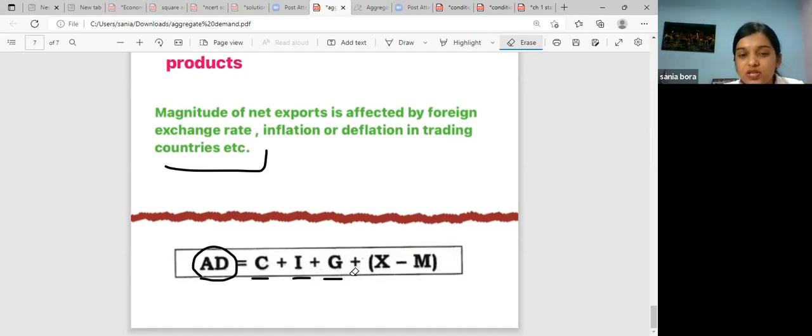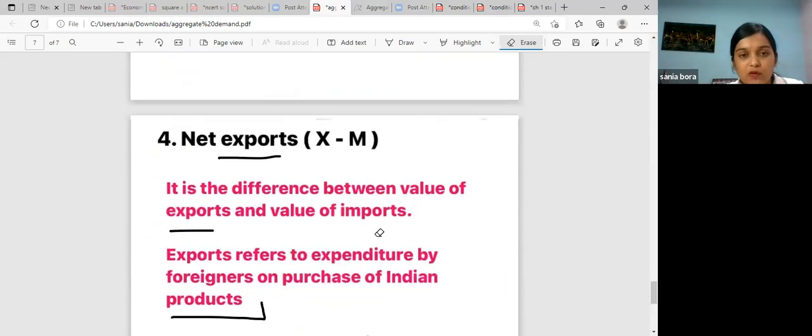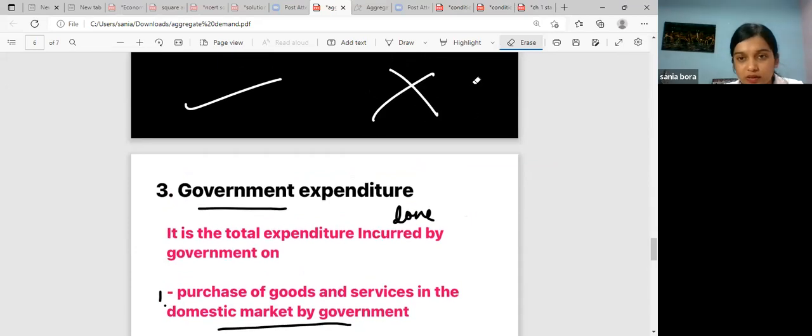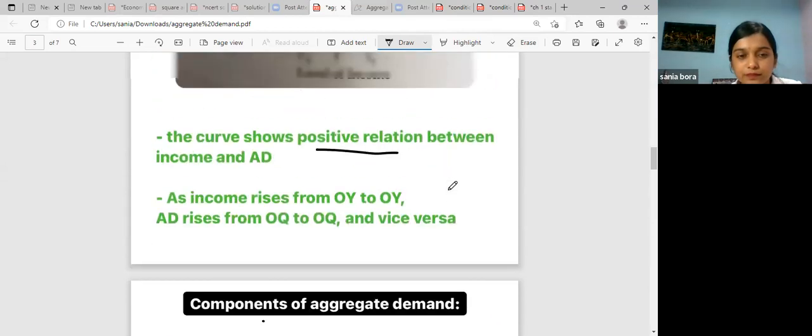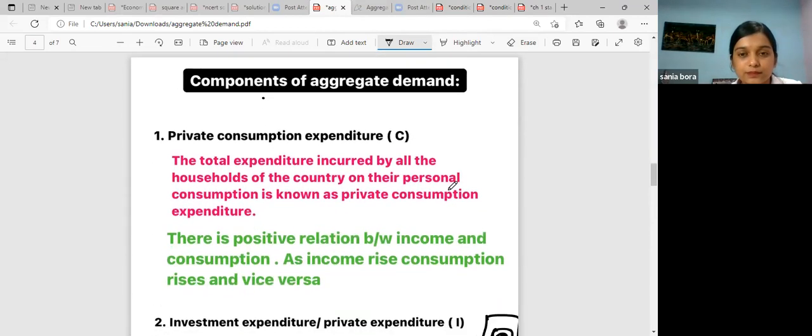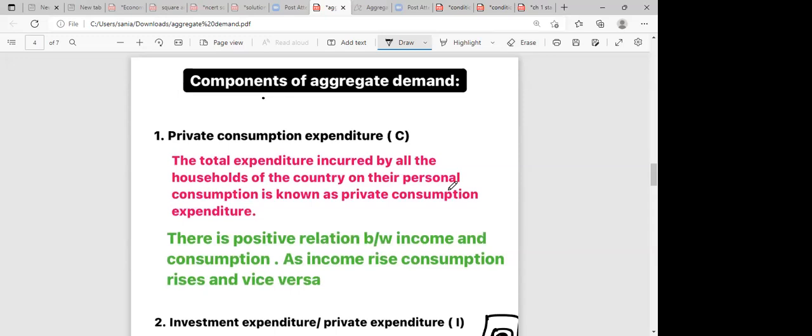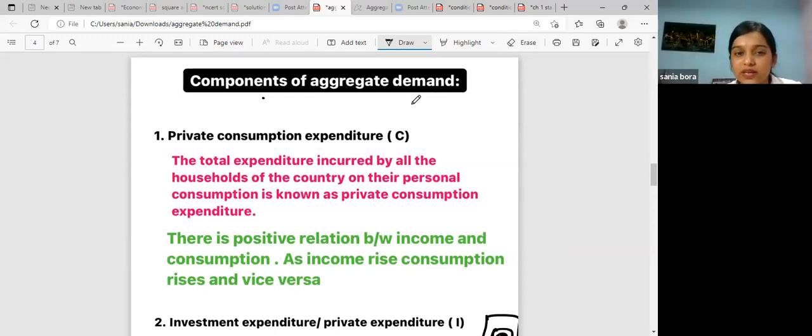And this is the one: C, I, G, and X minus M. Over here, I just forgot, so you can write that government expenditure is represented by G. Clear? Both Mariam and Mohammedan? Yes, ma'am. So you can write it down. First write hashtag components of aggregate demand, then private. Then I will scroll it down one by one.